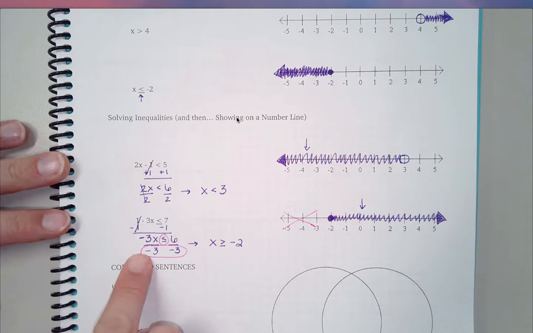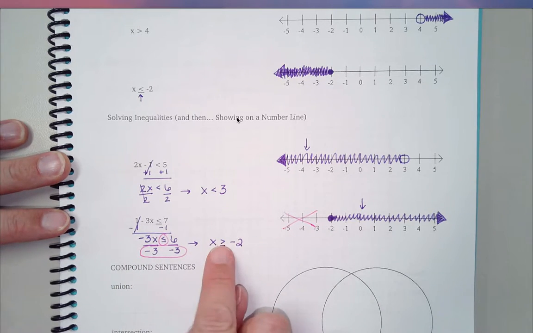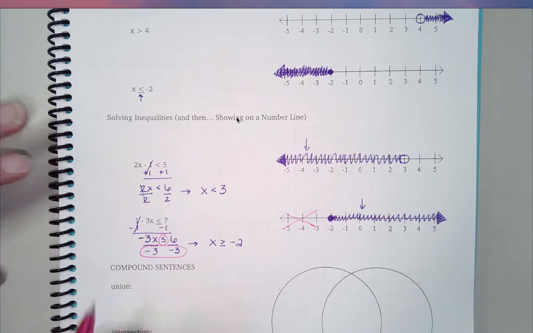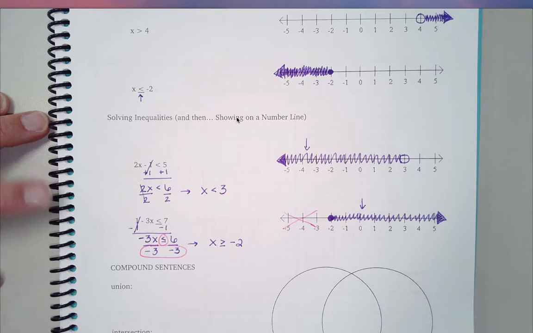Anytime you divide by a negative number, you have to flip your inequality. And you may want to pause the video right now and make a quick note of that, okay? Anytime this happens, you have to flip your inequality around.